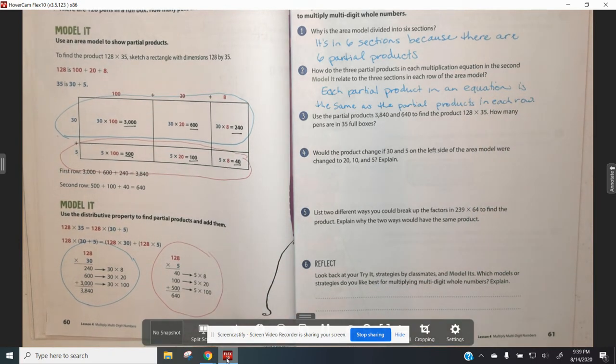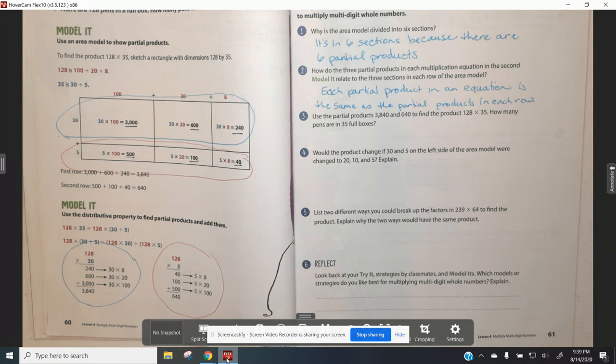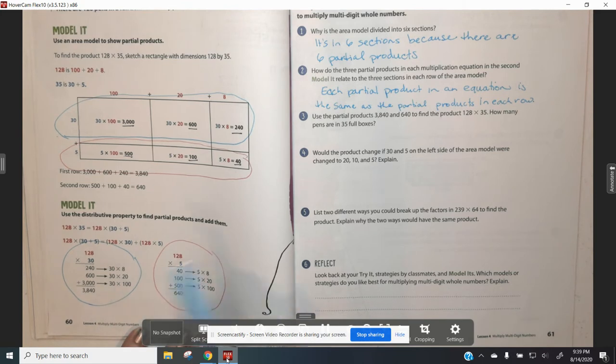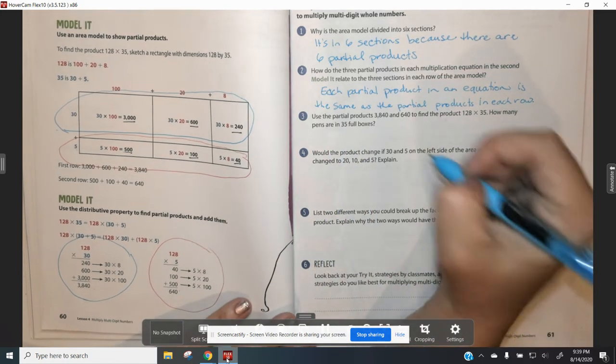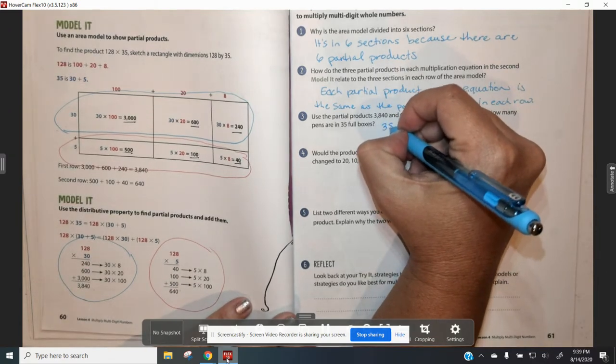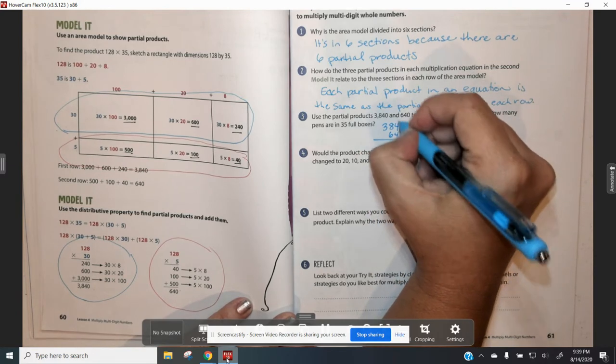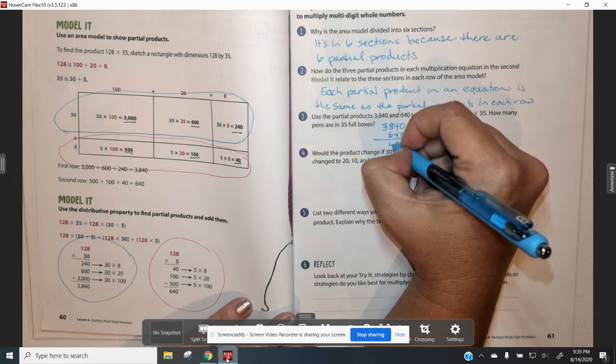Now, number 3 says use the partial products 3,840 and 640 to find the product of 128 times 35. How many pens are in 35 full boxes? So if we come up with these two final partial products, what do we need to do to those two numbers to find out how many there are in all? That's right, we just need to add them together. So 3,840 plus 640.